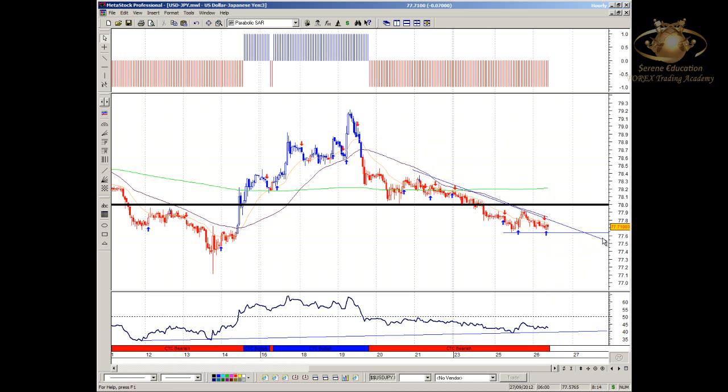So we need to see a break of 77.60 to confirm a nice bearish entry, and the stop could be placed above the 78 here as a price support and resistance level. So that would constitute a nice stop area. Just work out how many pips or what target level of profit you can make with the risk that you're carrying, and be patient. Got to see a break.